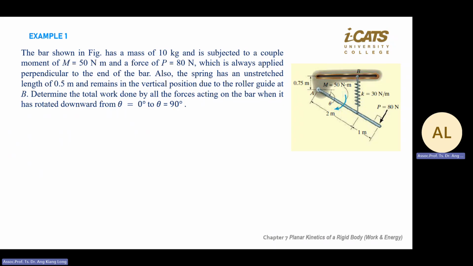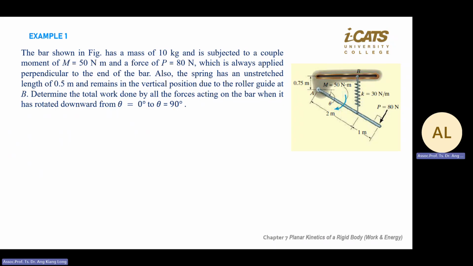Okay, look at this diagram, you have a spring. So the spring does work also. Then you have a moment there. You are given the moment multiplied by the angle change, you get work. You have a force P there. Force P multiplied by the perpendicular distance, you get work. So we need to calculate 3 kinds of work: spring, force, and moment. The rest is given in the question.